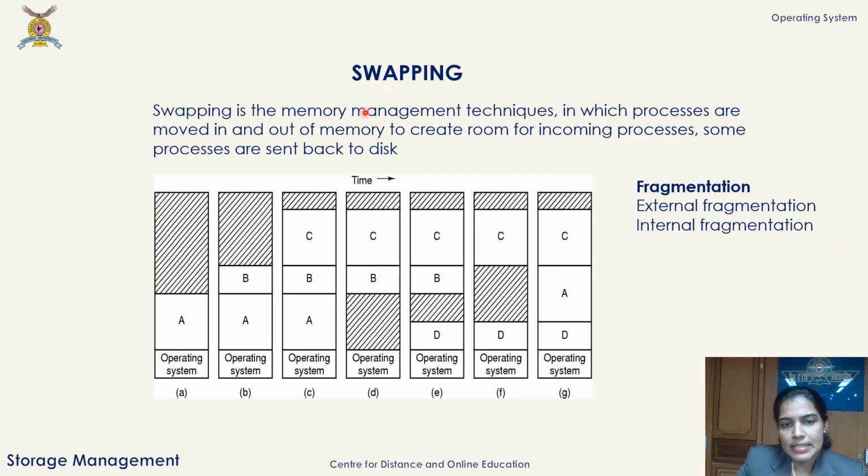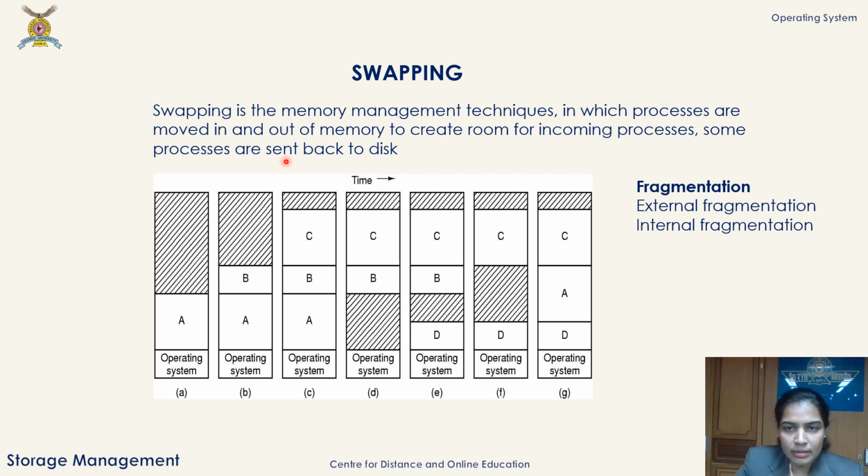Let's see the next concept, swapping. In many systems, if enough memory is not available for the execution of a program, the programs are kept on the disk and brought in to run dynamically. So what is swapping? Swapping is a memory management technique in which processes are moved in and out of the memory to create room for a new incoming process. Some processes are sent back to the disk, so basically it is moving a process in and out between memory and disk.